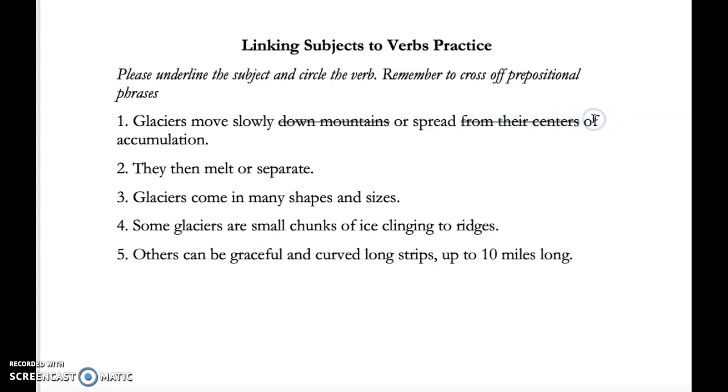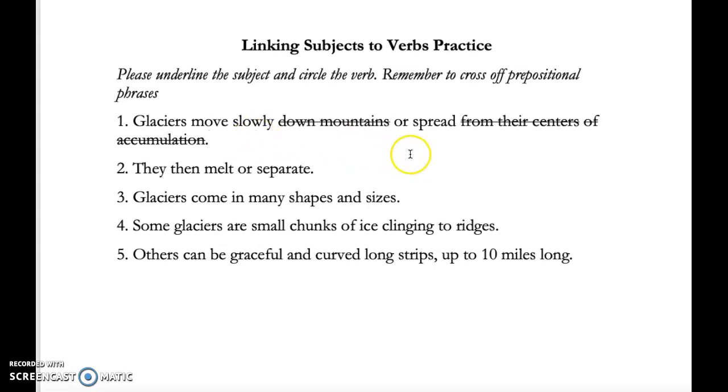And I immediately see another preposition, of. So I say, of what? Of accumulation. Well, now I've reduced a long sentence down to glaciers move slowly or spread. Notice that with those prepositional phrases removed, the sentence still makes sense. If you remove prepositional phrases and the sentence no longer makes sense, you should go back and make sure that you've done this part of the exercise correctly.